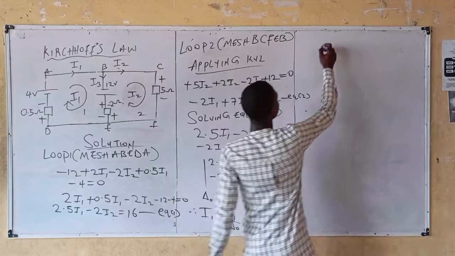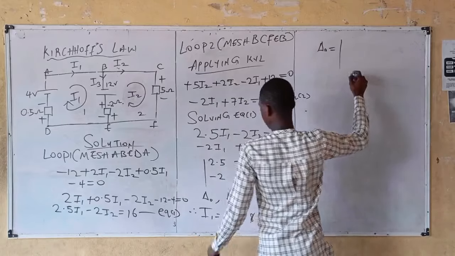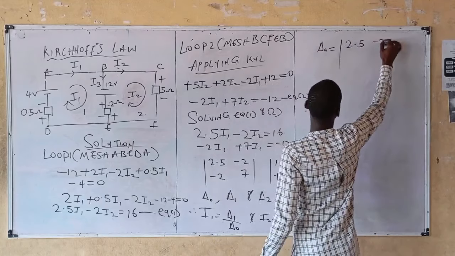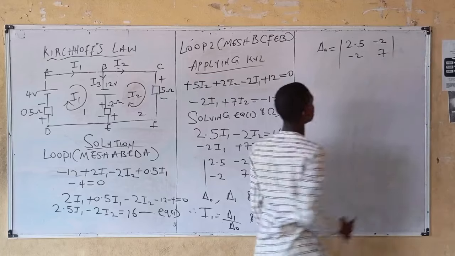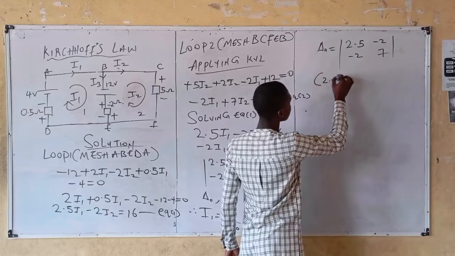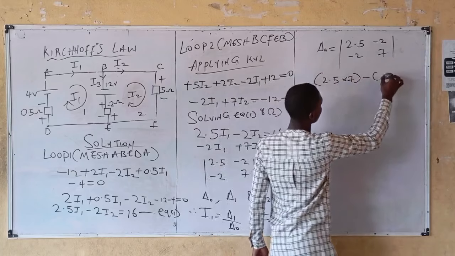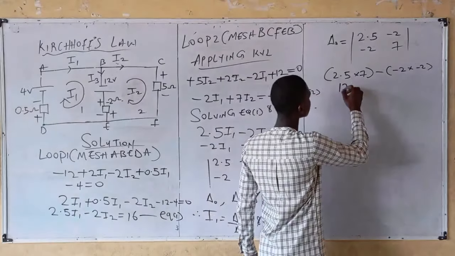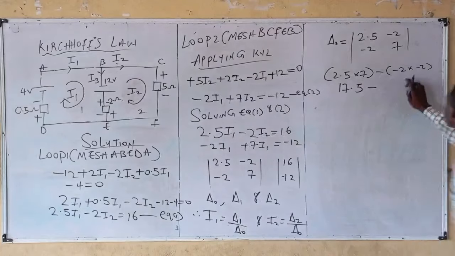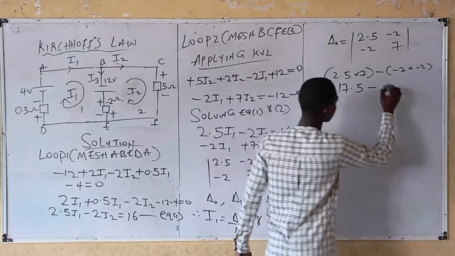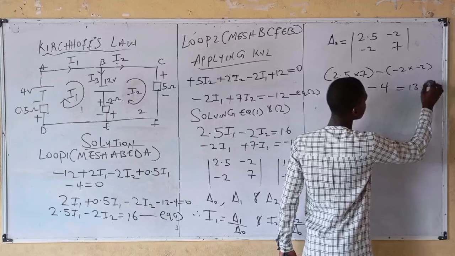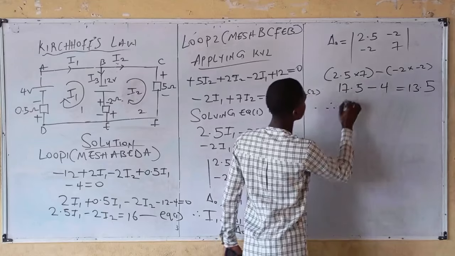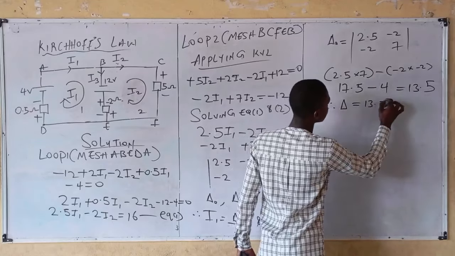Okay, for the delta itself, this is 2.5, minus 2, minus 2, 7. Determinant, what you just need to do is 2.5 times 7 minus 2 times minus 2. 2.5 times 7 gives us 17.5, minus 2 times minus 2. That's positive 4, right? Then this becomes 13.5. So therefore, your delta is equal to 13.5.